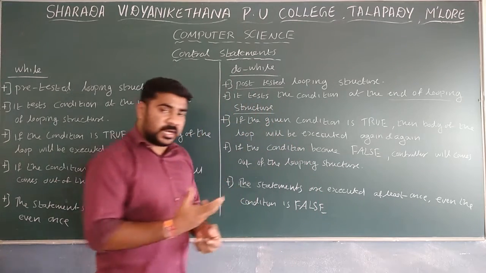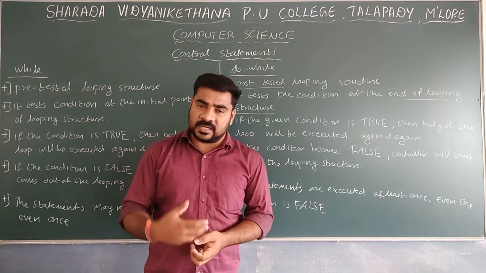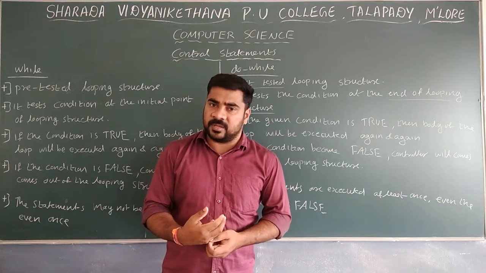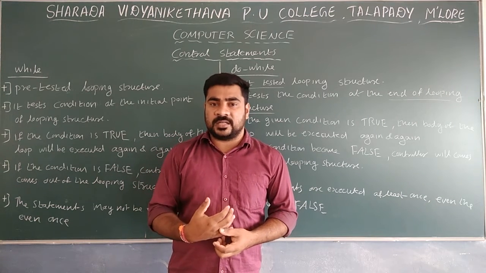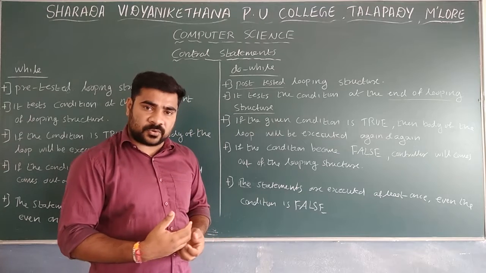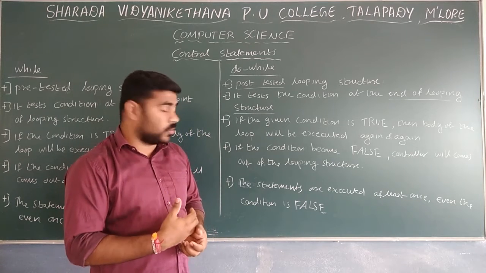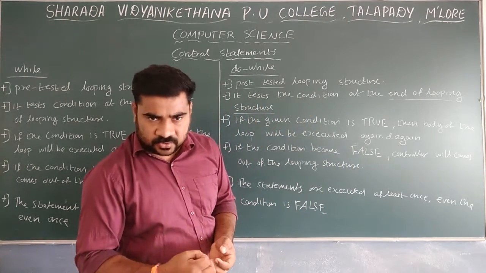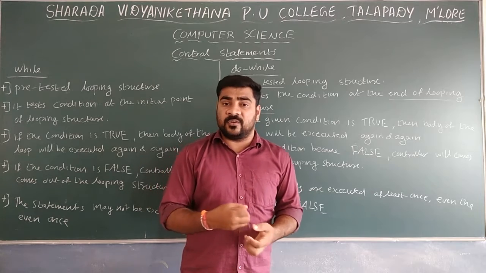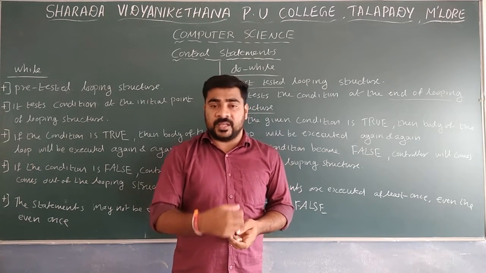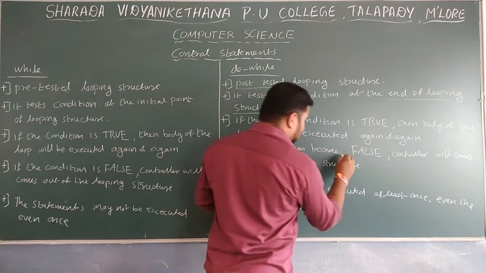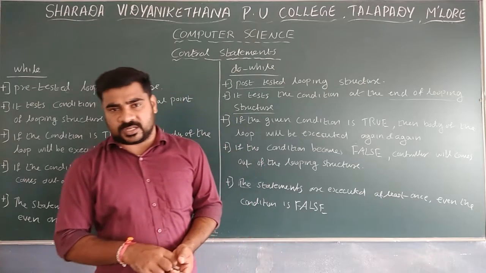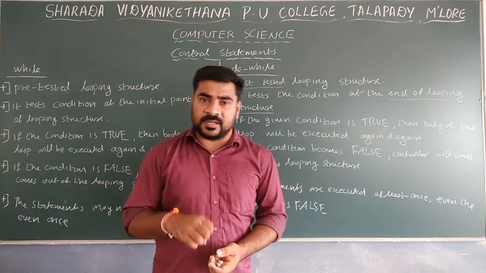After checking the condition, we mainly get two kinds of output. Either the condition may be true or the condition may be false. Whenever the condition is true, the body of the loop will be executed again and again, same as while. If the condition becomes false, the controller will come out from the looping structure.